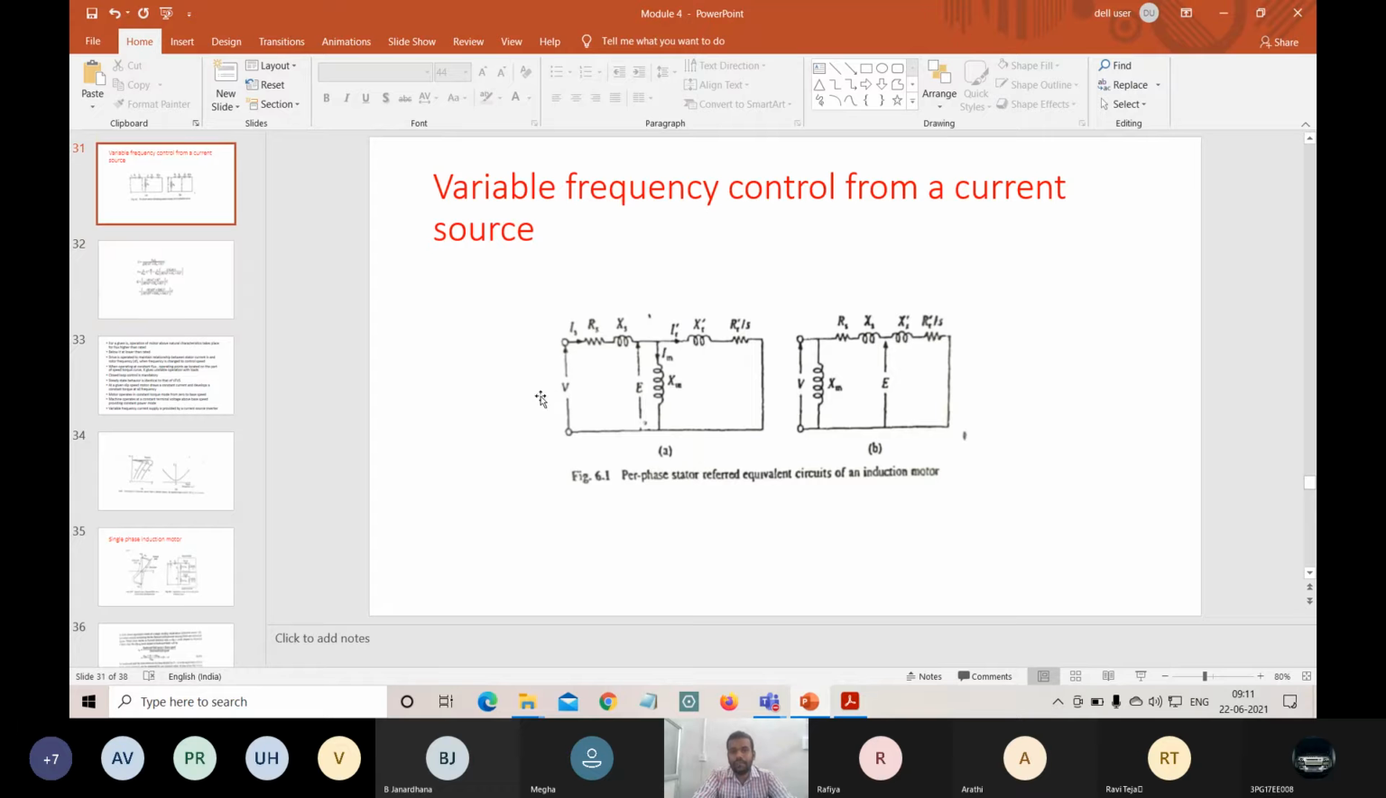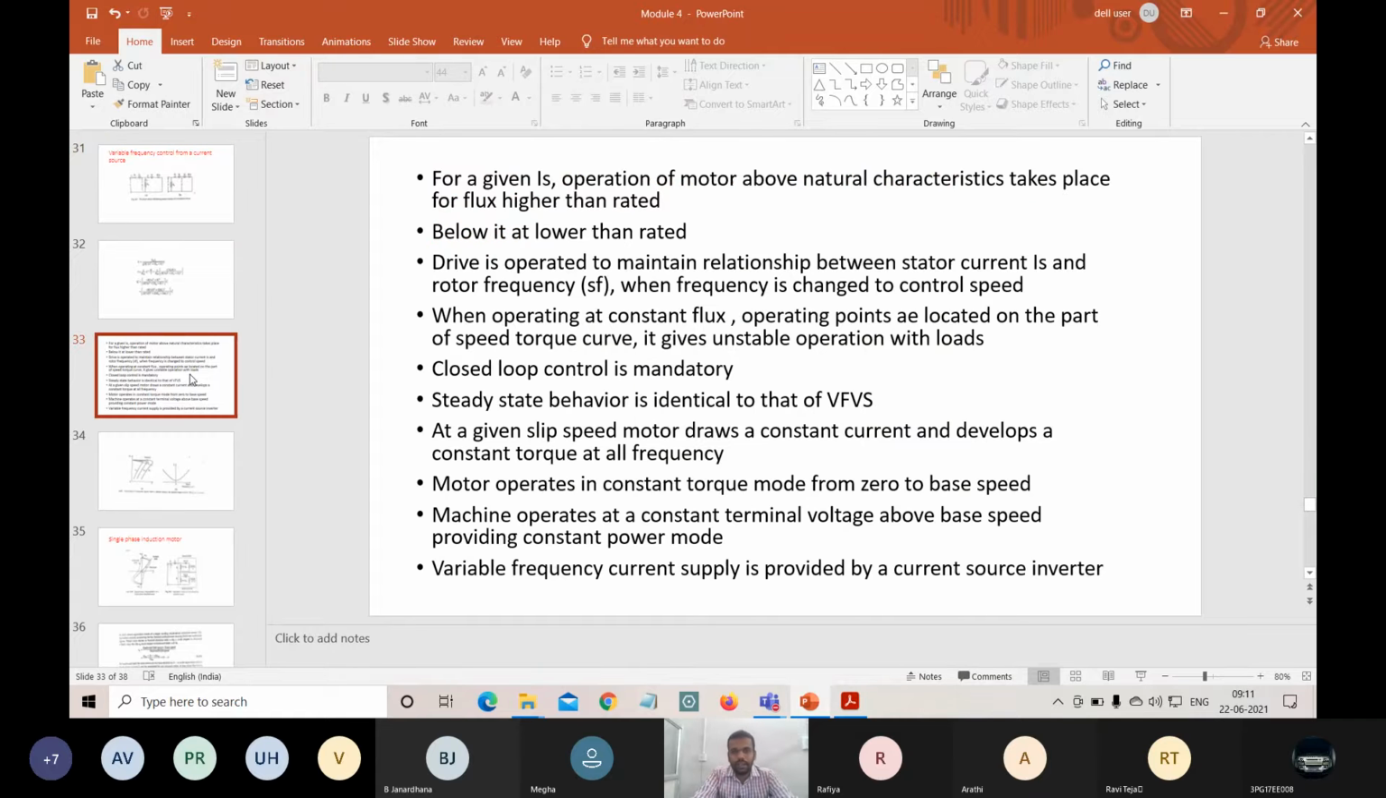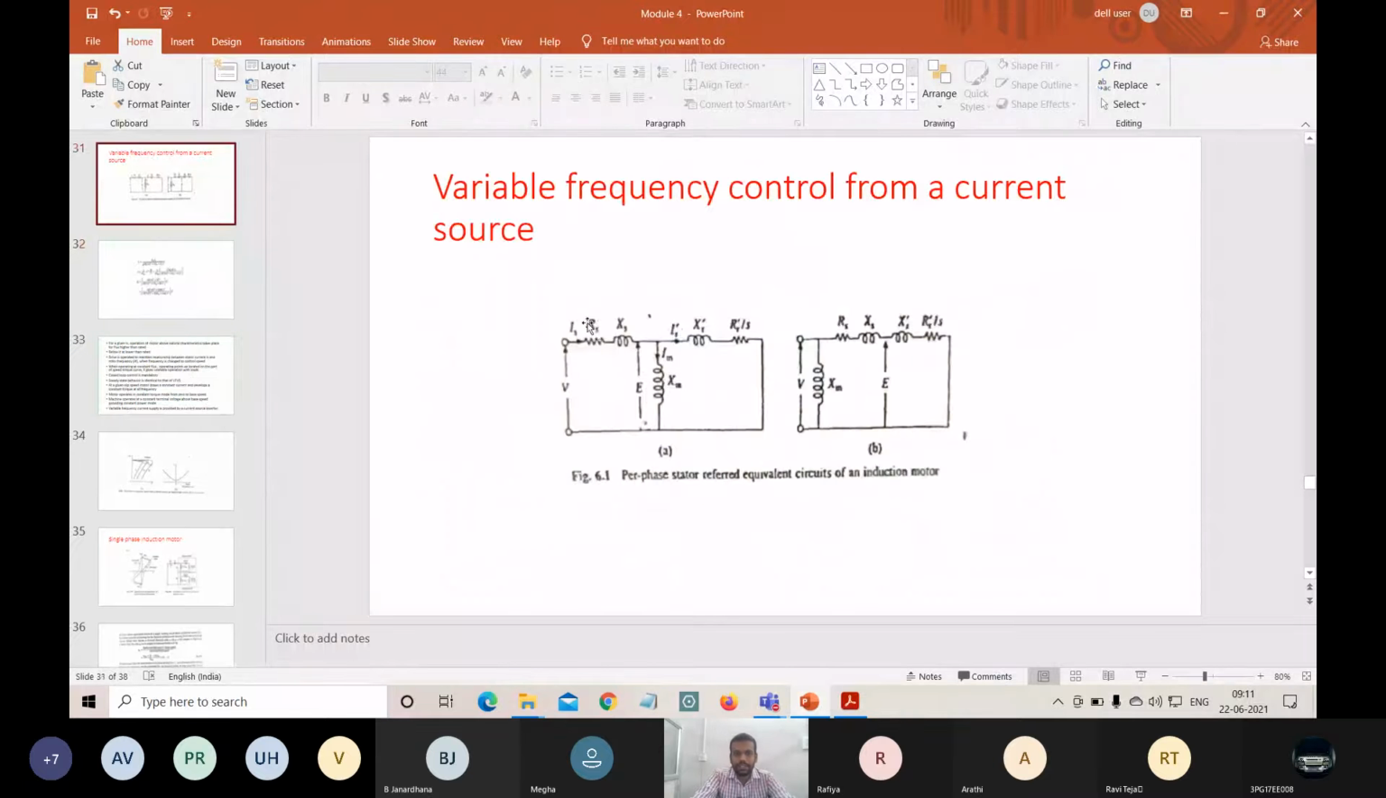The current source fed to the induction motor per phase, referred to the equivalent circuit for the induction motor with current source. So when we are using a current source, what are the main characteristics of a variable frequency current source? IS is nothing but our source current, the stator current. This is the current that is flowing in the circuit, IS.